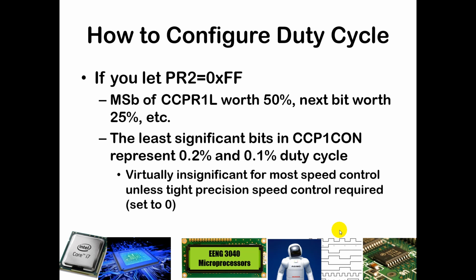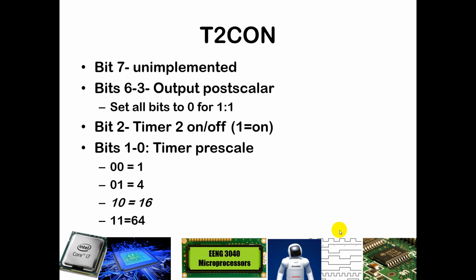So if you do have an application where you certainly want very tightly controlled speed of a motor, you would want to set those bits. But we're going to simply make them 0, because for the purposes of what we're going to be doing in the lab, where you're going to be controlling a motor, you will not need to have that tight of control on the speed, and so we will just set those to 0.